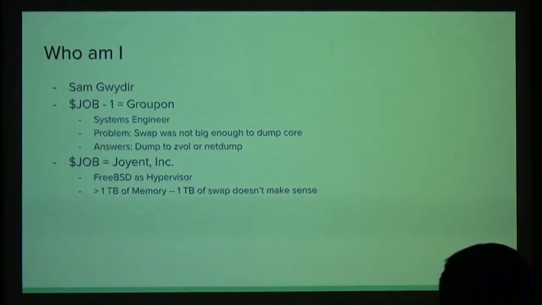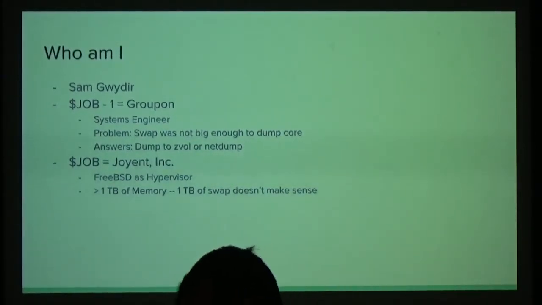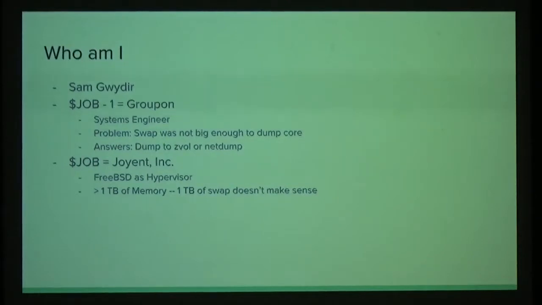Now I work at Joyent. My team is working on FreeBSD as a hypervisor. We have machines with over 1 terabyte of memory. And we can, again, not dump because we don't have large enough swap partitions. We actually have swap partitions this time. The machines are actually partitioned correctly. But partitioning 1 terabyte of swap is crazy.